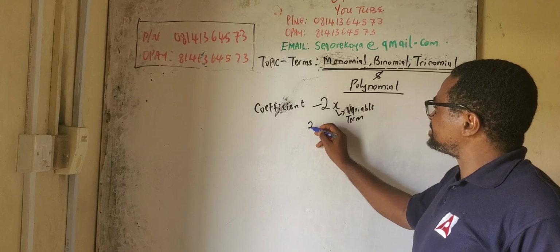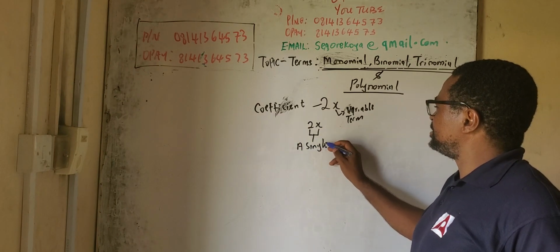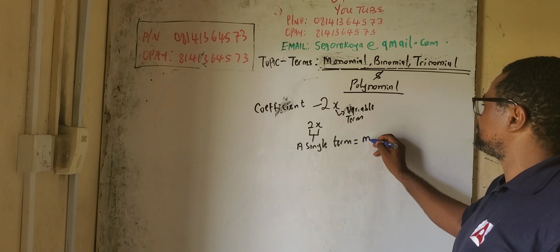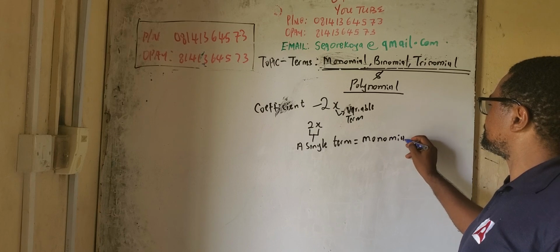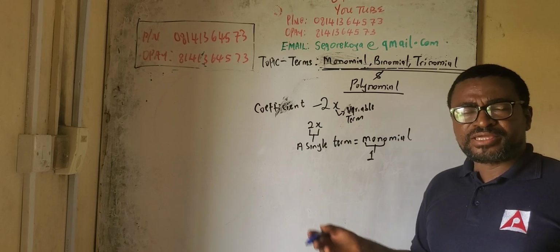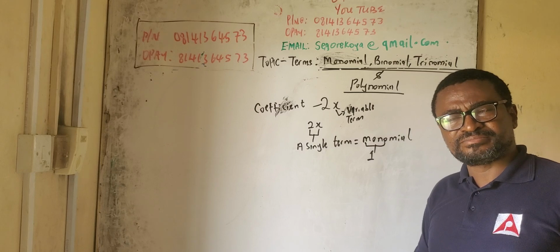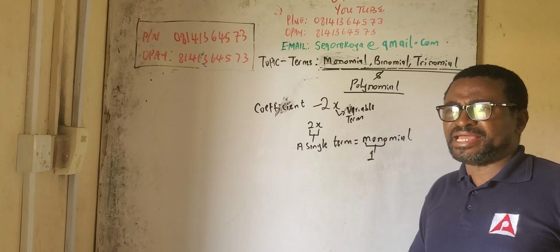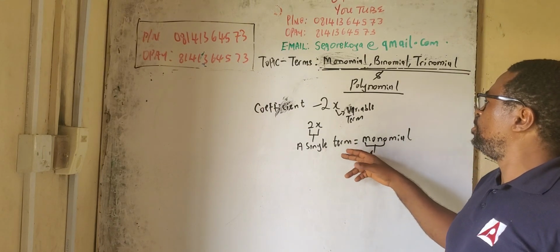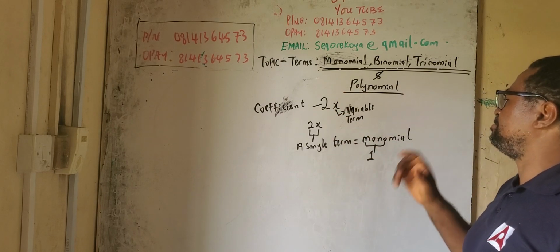The whole of this 2x is just a single term, and this single term is called monomial. The word mono means one. Like in your biology, chemistry, you must have come across something like mono, like bi, like di, and so on and so forth. So this mono simply means one. So monomial is an expression that has only one term.